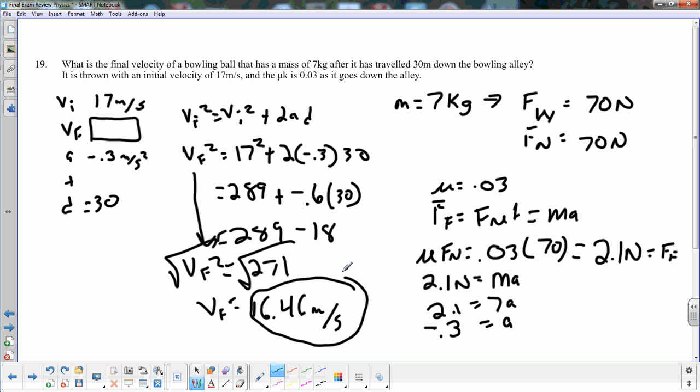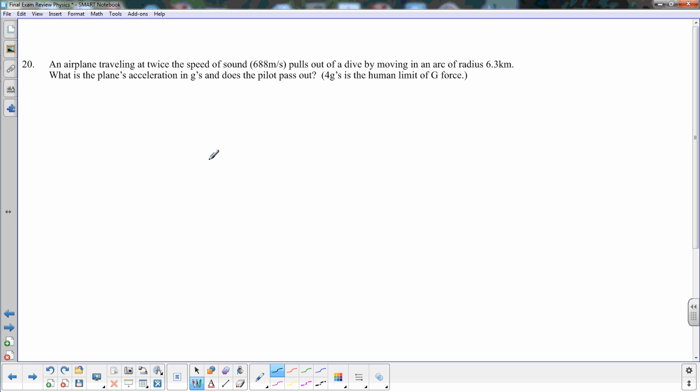Airplane traveling twice the speed of sound, which is 688 meters per second, pulls out of a dive by moving in an arc of 6.3 kilometers. What's the acceleration in G's, and does the pilot pass out? Remember, 4 G's is the limit of force before you pass out. And remember, 1 G is 10 meters per second squared, which is all fine and good.